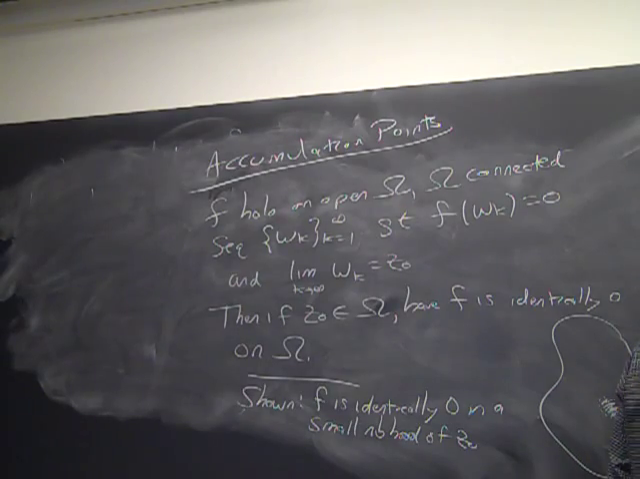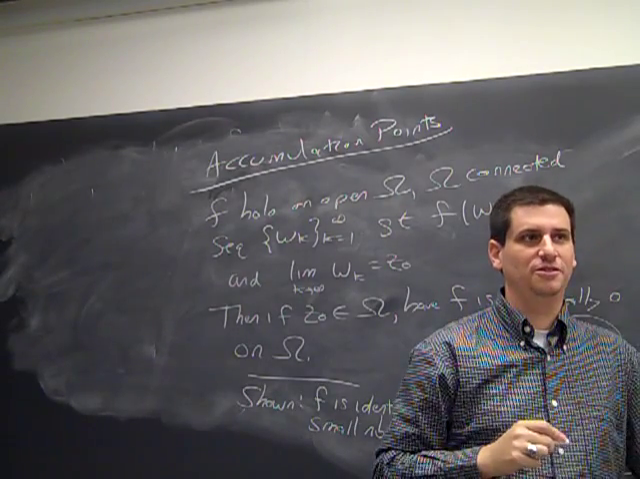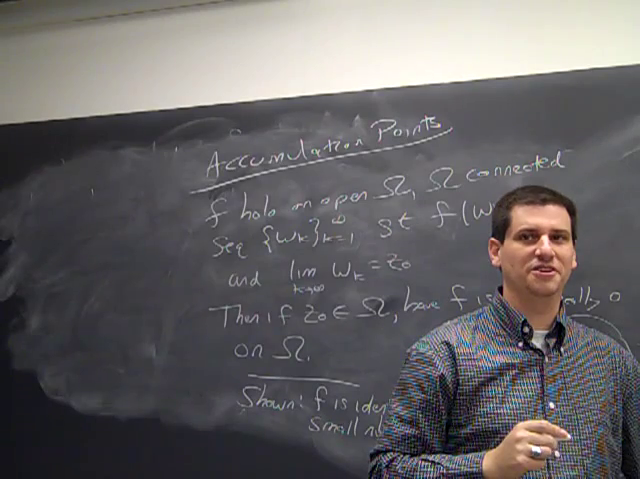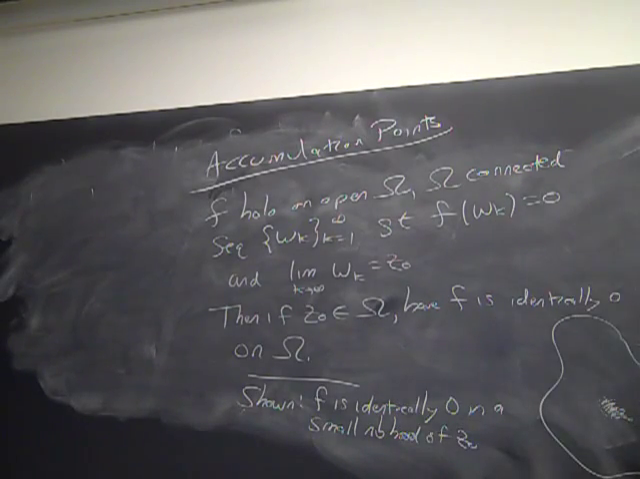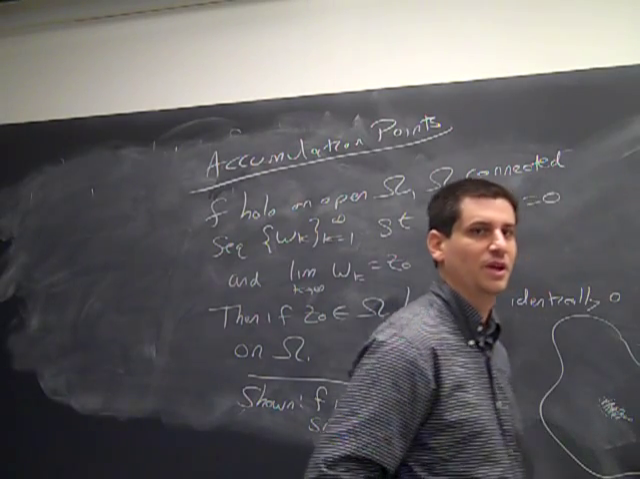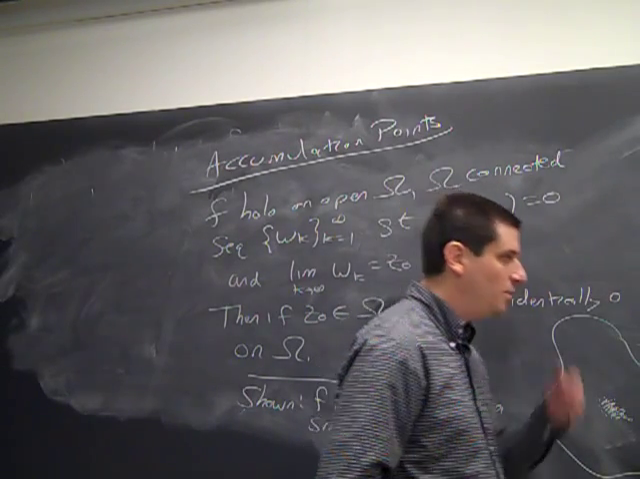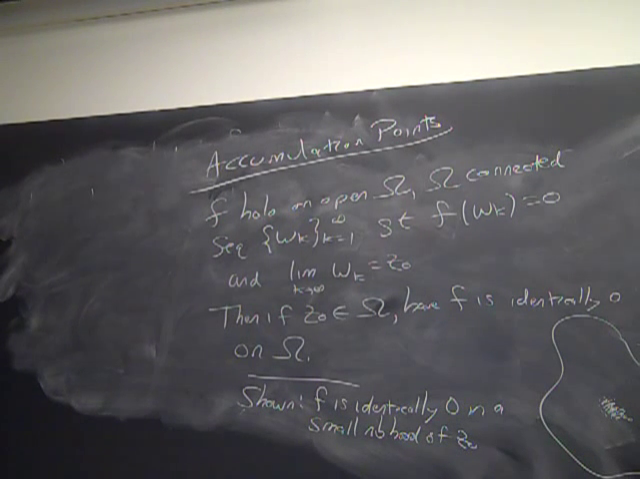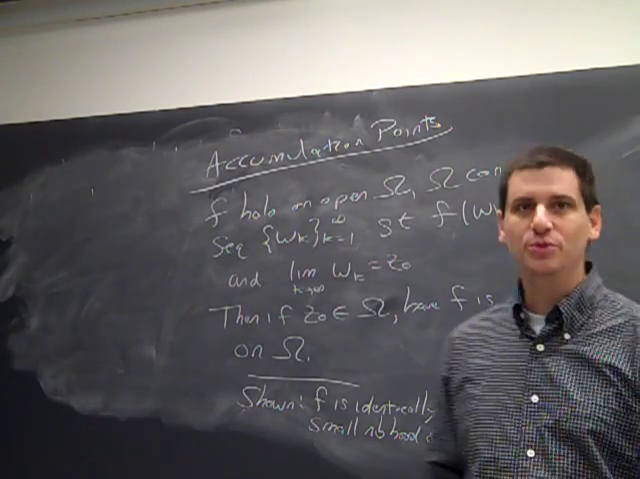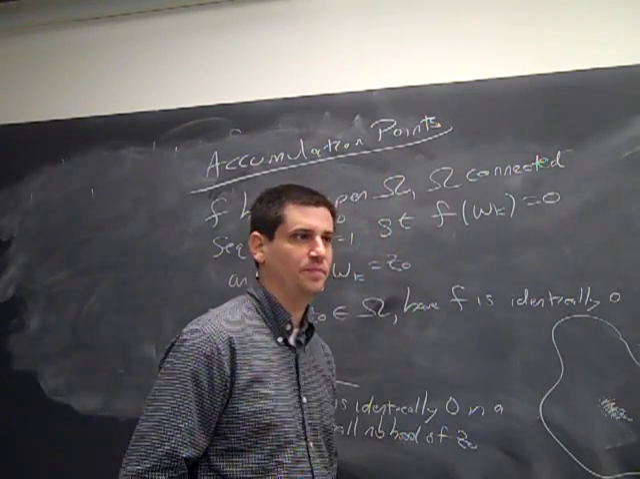The proof is one line. What function should I study? Study h of z equals f of z minus g of z. And then just use the previous theorem. Because f and g are equal for that sequence, we now have a sequence where h is 0. And that sequence accumulates, so now we can use the previous result.